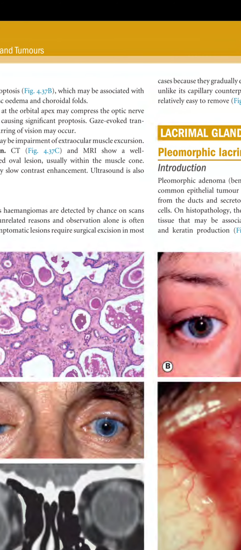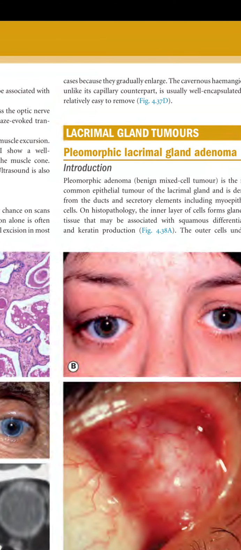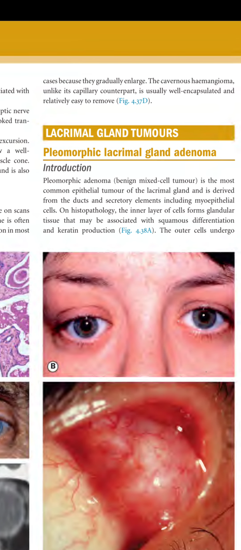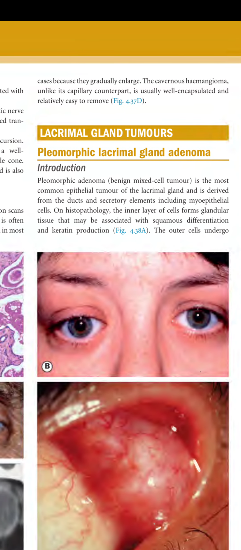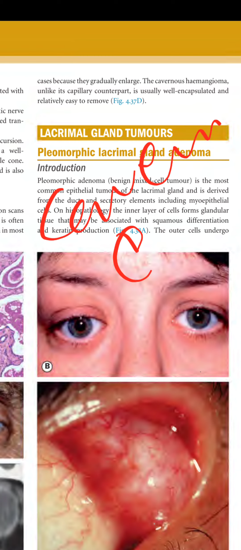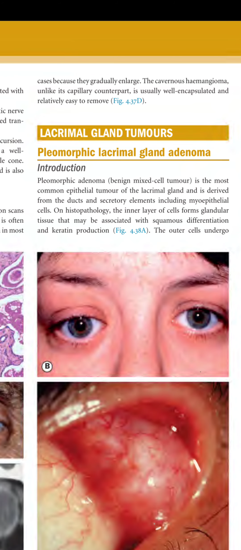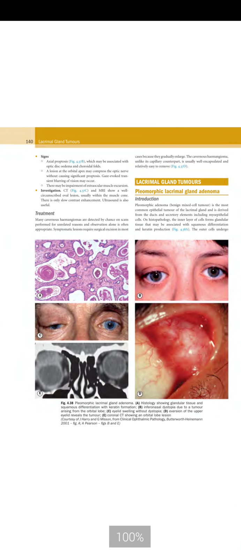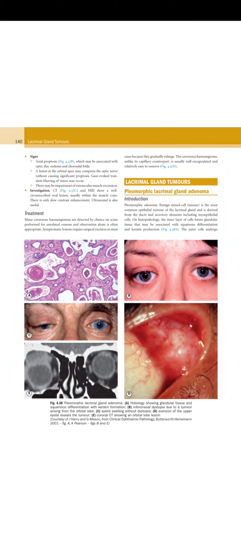Symptomatic lesions require surgical excision in most cases because they gradually enlarge. The cavernous hemangioma, and its capillary counterpart, is usually well encapsulated and usually easy to remove. So, very important about the cavernous hemangioma is that it is a well encapsulated lesion and quite easy to remove. If the lesion is symptomatic, then you can remove it.